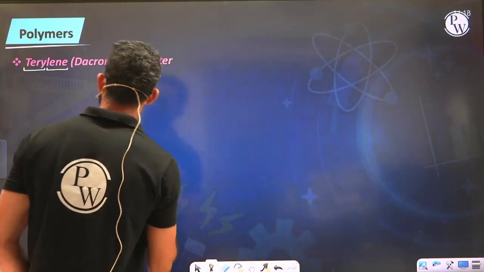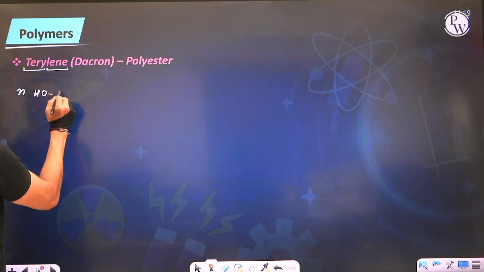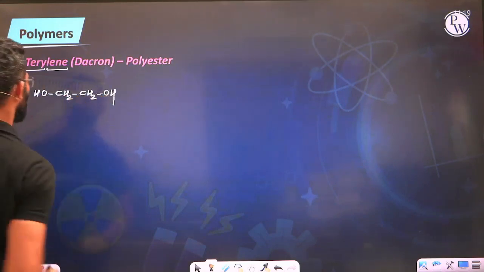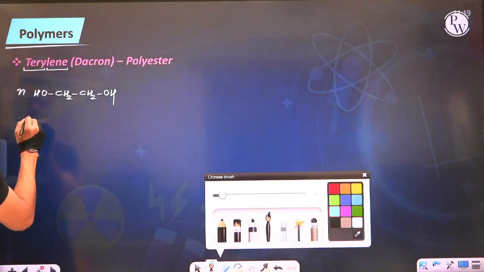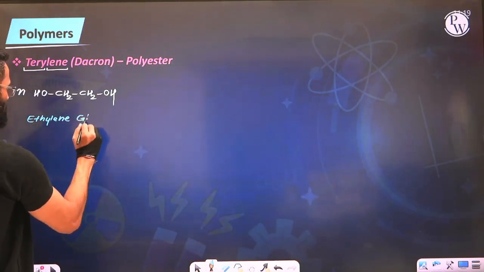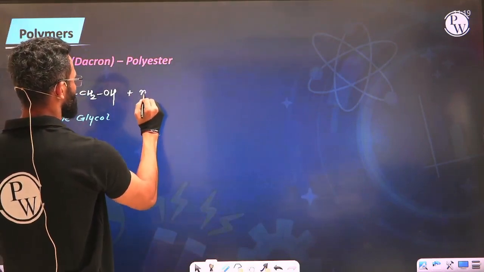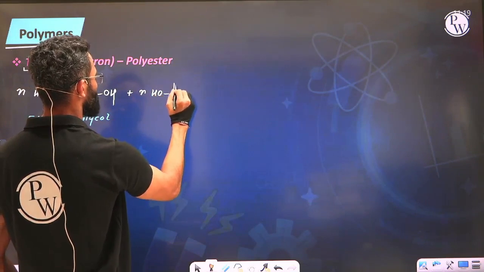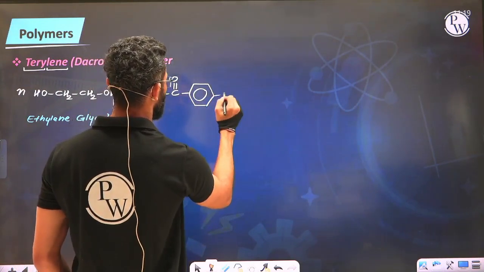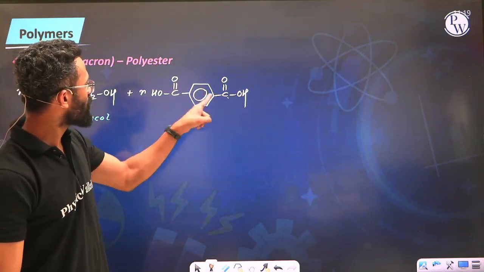So let us start with the familiar one, that is ethylene glycol. Everyone, let's say we have n number of HO-CH2-CH2-OH, ethylene glycol. We'll write the name as well. Plus terephthalic acid. Terephthalic acid is a dicarboxylic acid with groups at the first and fourth positions of the benzene ring. That is terephthalic acid. You can see here it's 1, 2, 3, 4, a 1,4 benzene dicarboxylic acid.